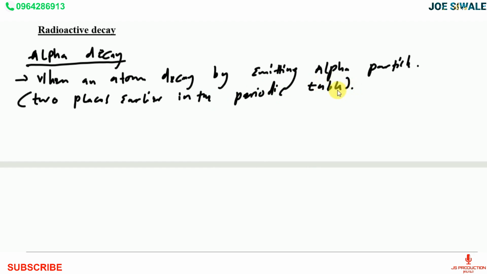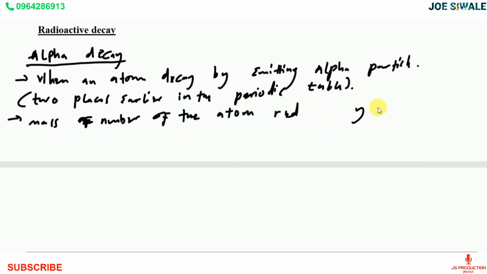And when the alpha particles are emitted, the mass number will reduce by 4. So the mass number of the atom reduces by 4, and the atomic number reduces by 2.